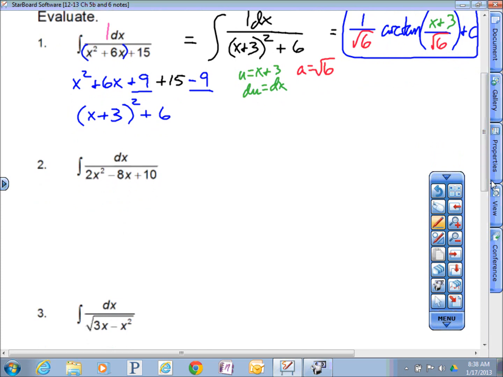U substitution is going to require extra stuff that's not in the problem. No square root, so the only one that might work would be arctangent. So let's see what we can do. So we're going to start. This time we have a 2x squared minus an 8x plus 10.